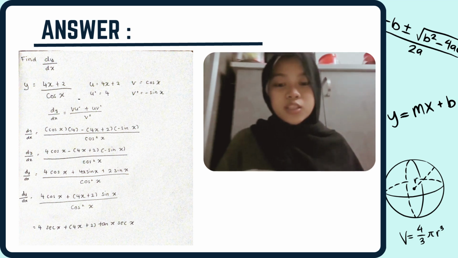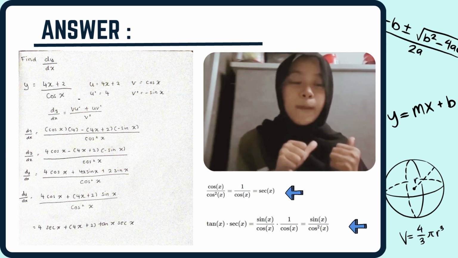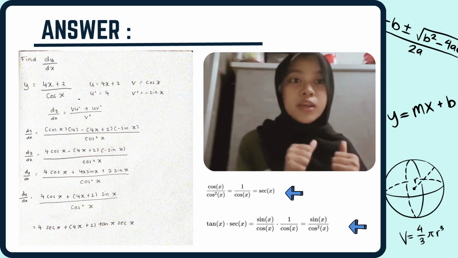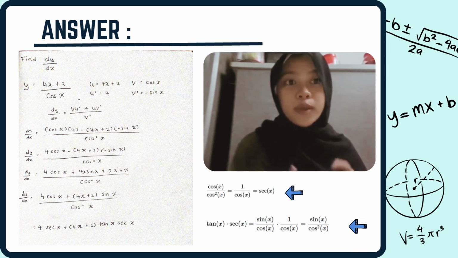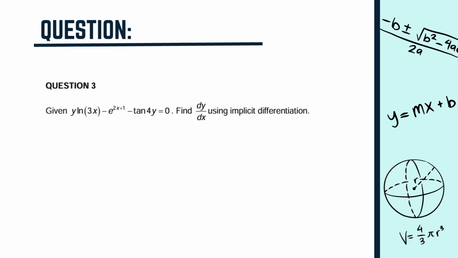Notice the structure of the final answer for the derivative, we can solve it using trigonometric functions. Let's flash back to MAT 133 that we learned in semester 1 in the topic of trigonometric functions. So the final answer is 4 secant x plus (4x plus 2) in a bracket tan x secant x. And now we are done.